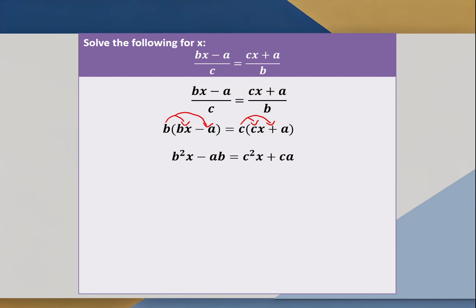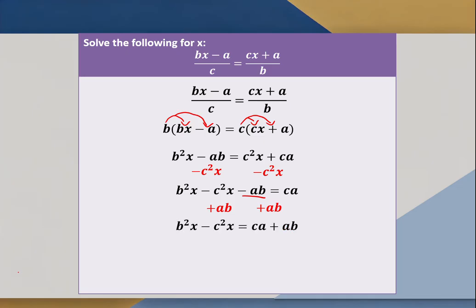The next part I want to look at is how can we simplify? So this is where I would be getting all my x's to one side. So this is why I took c squared x onto the other side, and that gives me b squared x minus c squared x minus ab equals ca. Are there any terms that don't have x? Yes. I take that to the other side by plussing. Now I've just got x by itself. When each term has got x, we factor it out, and then I can divide. So I will divide by b squared minus c squared.